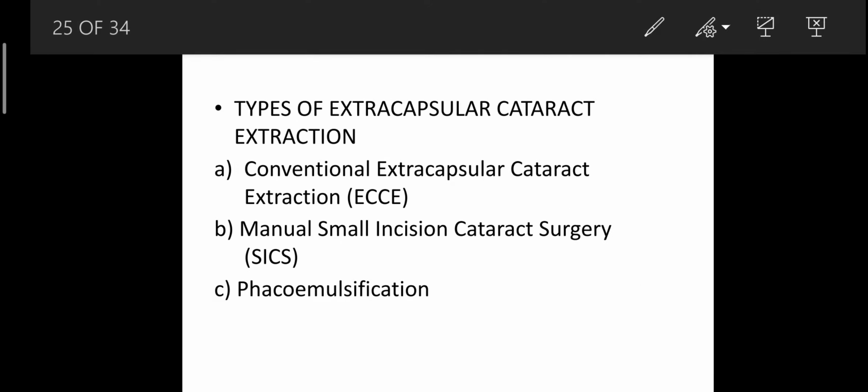So like I told you, there is evolution even in extracapsular cataract surgery. Initially they used to do conventional extracapsular extraction, followed by manual small incision cataract surgery, and now most commonly what we are doing is phacoemulsification, which has again evolved over a period. Like there is femtosecond assisted phacoemulsification, the most advanced technique, that is also called FLACS, that we'll be discussing in the later classes.